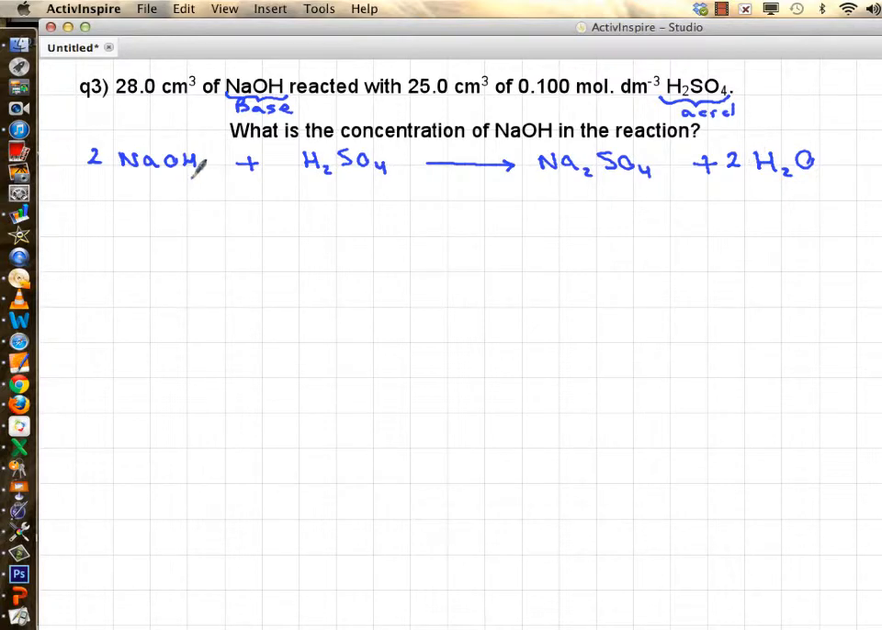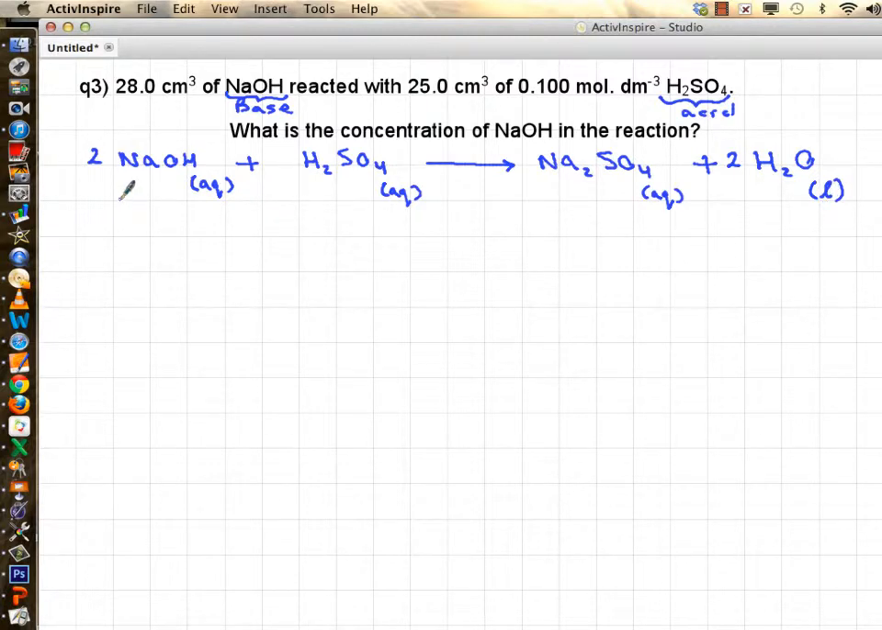Now, the states of matter. This is aqueous because you have a concentration associated with it. This is aqueous, another solution. This is aqueous until you dry it out, and then you have solid salt. The only liquid we have is H2O.